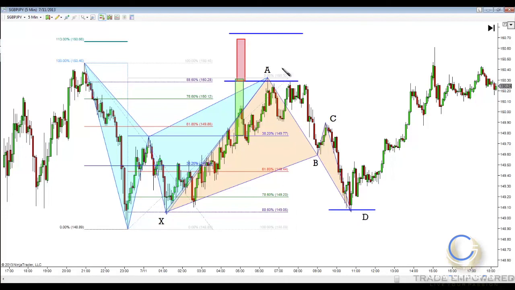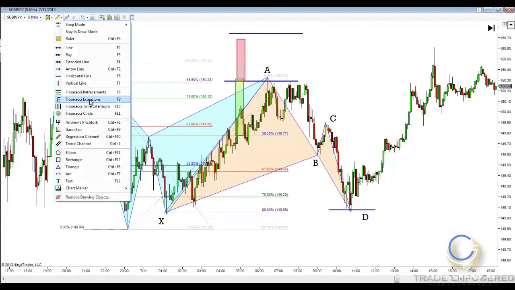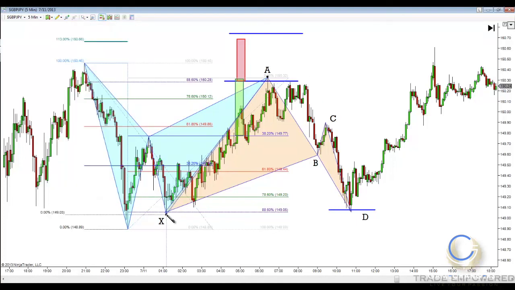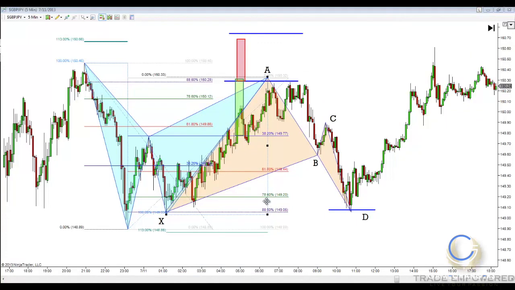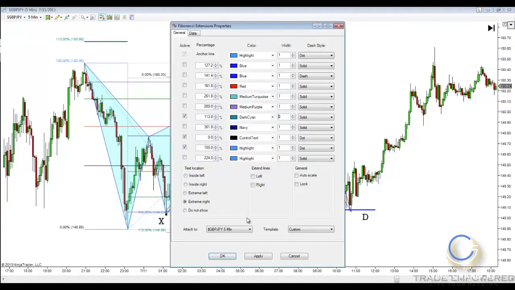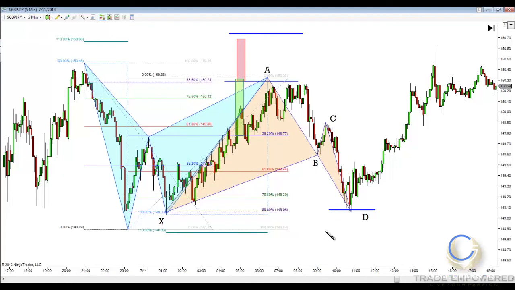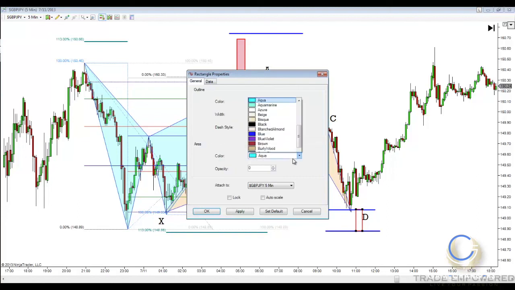For our stop loss, we want to take our Fibonacci extension tool. We want to take that from our A leg to our X leg, so we're inverting it. And we're going to draw in our 113 Fibonacci extension. And let's make this a little thicker so it stands out. So our stop loss is going to go right here, giving us a potential risk of only about this much.